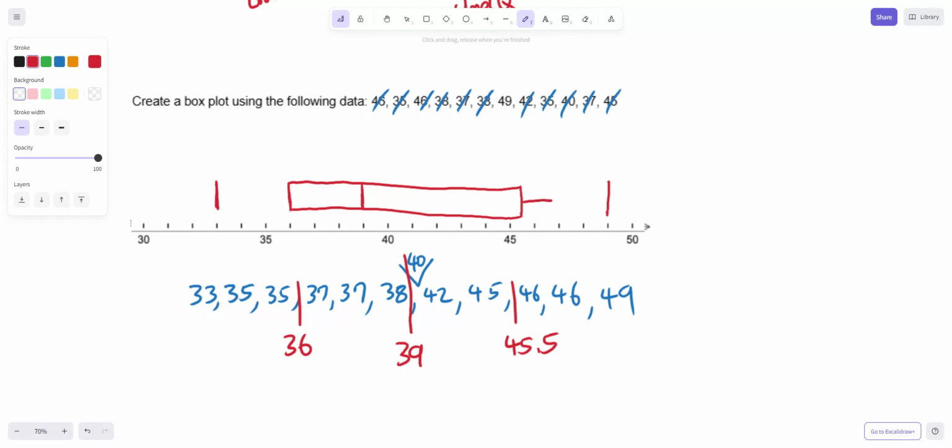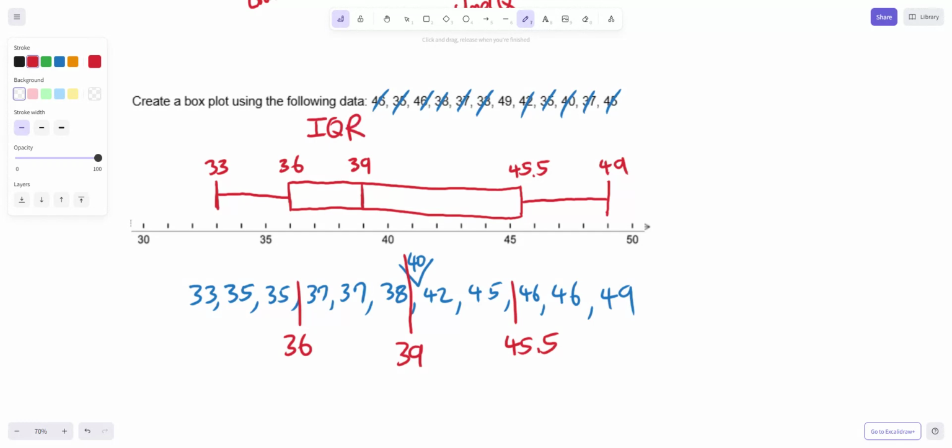And then notice how the box plot isn't symmetrical, and that's perfectly fine. We'll go over what that means in the next lesson. But for now, I'm going to just label this to be safe. 33, 36, 39, 45.5, and 49. And lastly, do not forget the IQR, right?